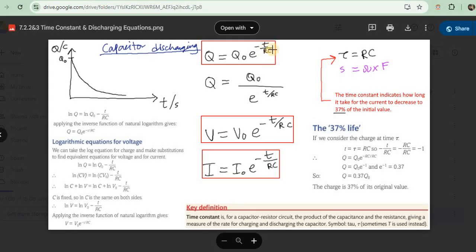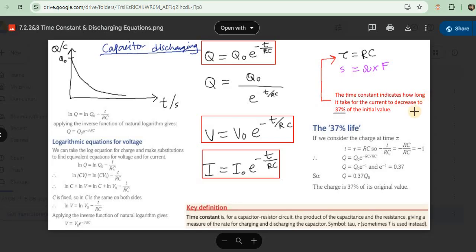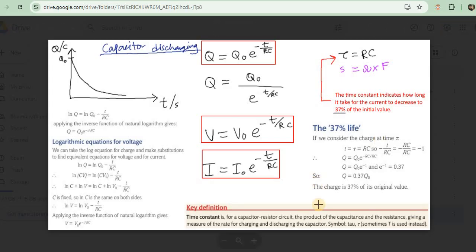Now remember, R and C. R is the resistance of the external resistor that is connected in series with the capacitor when the capacitor is discharging. C is the capacitance of the capacitor. And by the way, the unit I have also shown here, and I think in the beginning I told you the time constant indicates how long it takes for the current to decrease to 37% of the initial value. So how is this 37%? The example and the explanation are here.